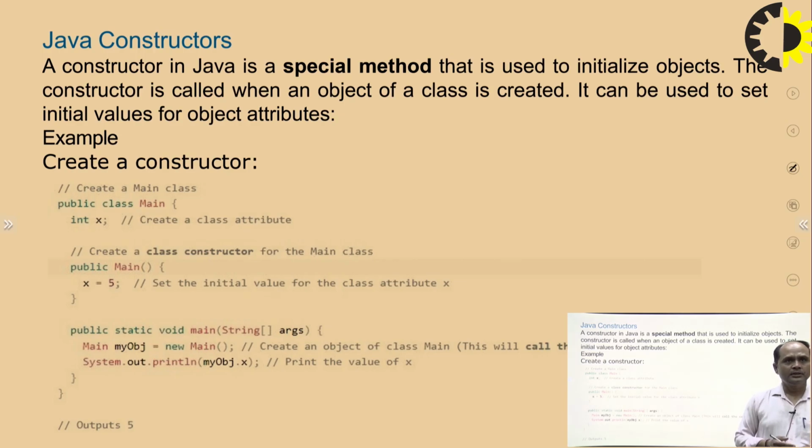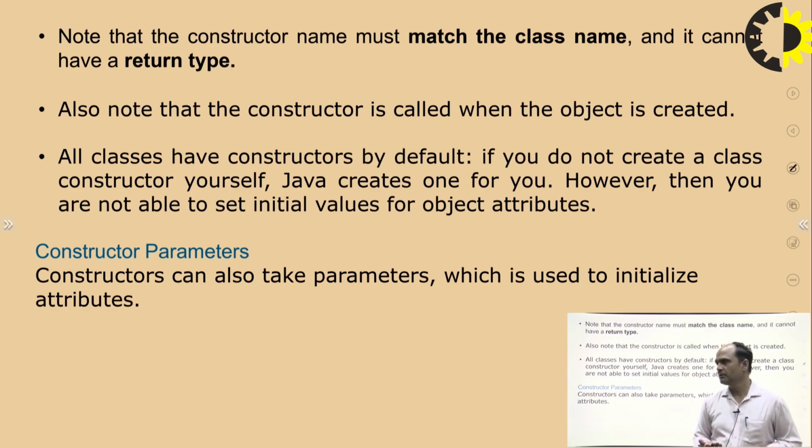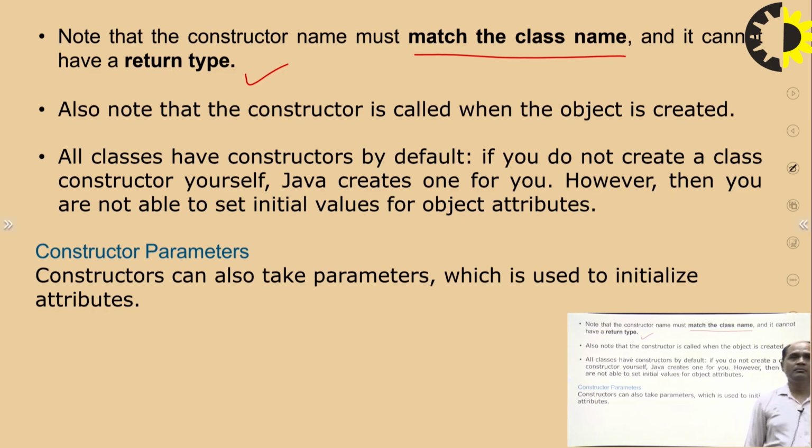So a constructor is basically a method which can be used for a particular class to initialize the variables. The constructor name must match the class name. It cannot have a return type. This is the important part of a constructor: it must match the class name and cannot have a return type. It should be remembered every time you use a constructor.